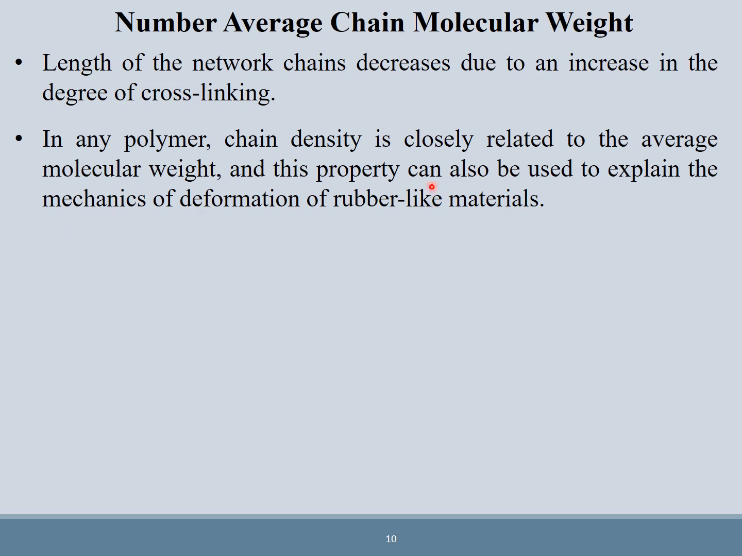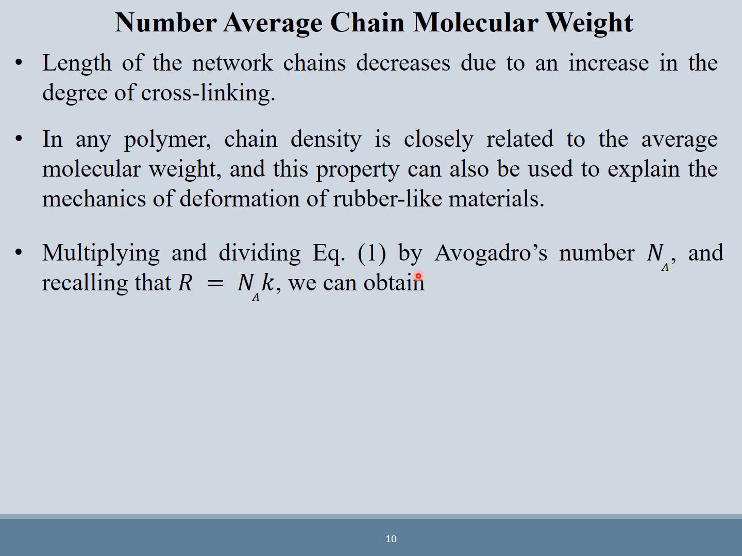Under this heading, we try to derive the relationship for molecular weight in terms of the shear modulus, or modulus of rigidity. Now, multiplying and dividing the equation by Avogadro's number Na and recalling that R is equal to Na k, we can obtain this relationship. We know that G is equal to Nc kT. When we multiply and divide by Na, Na k is replaced by R. So the new relationship is G is equal to Nc RT upon Na, where Na is Avogadro's number.